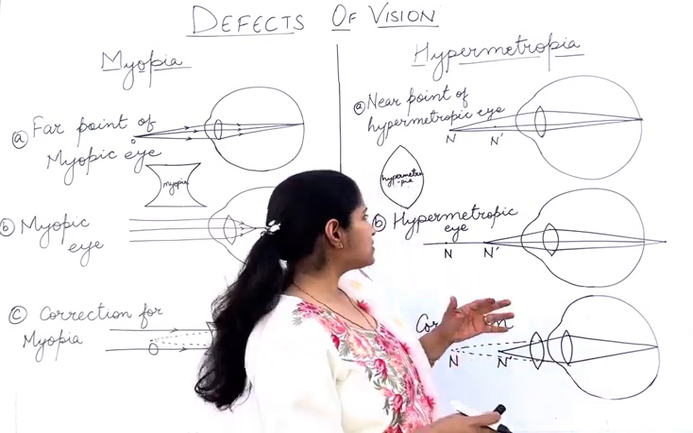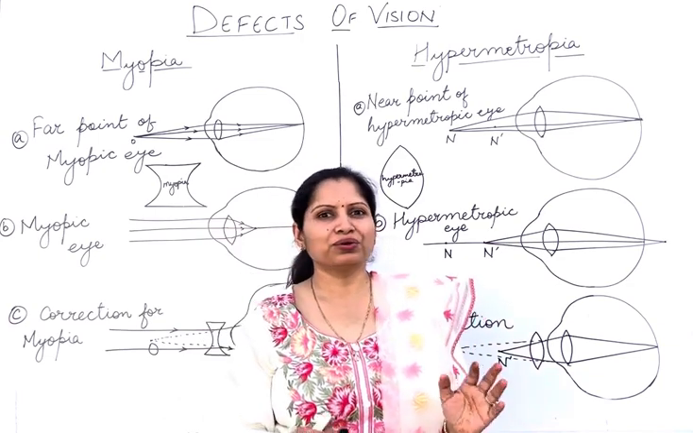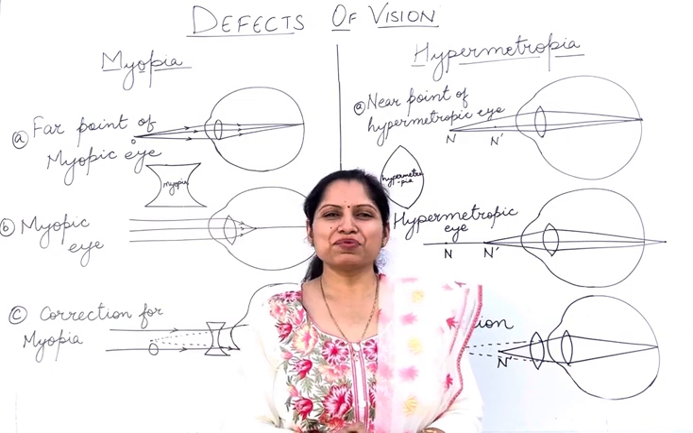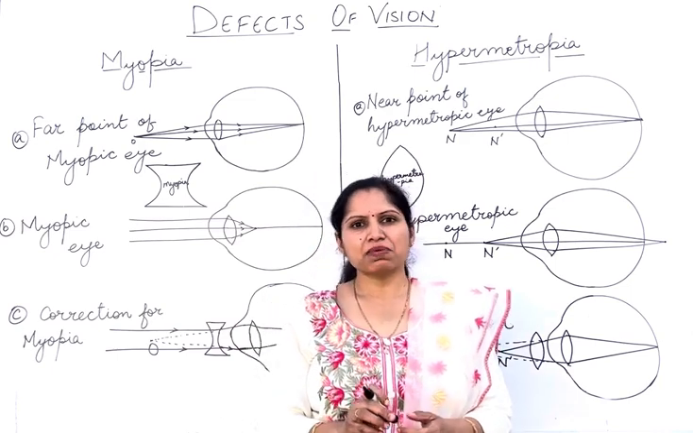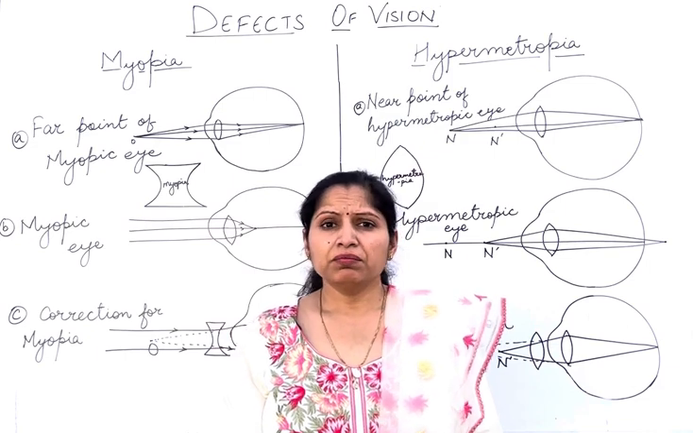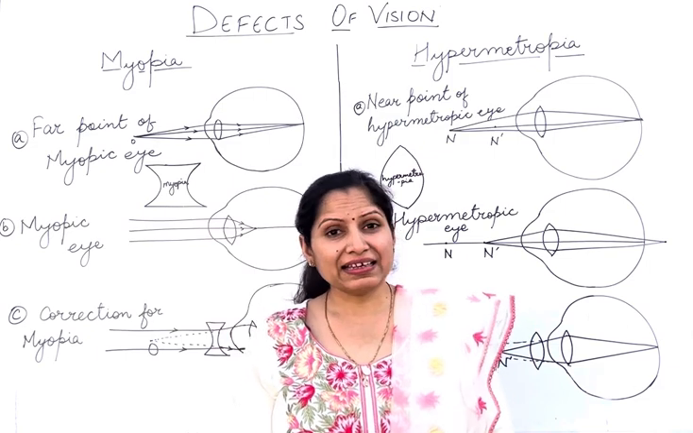So that's all for today. That's all, no, it's not all. One more defect of vision is left, that is presbyopia. Presbyopia usually occurs in old age because of the weakness of the ciliary muscles.